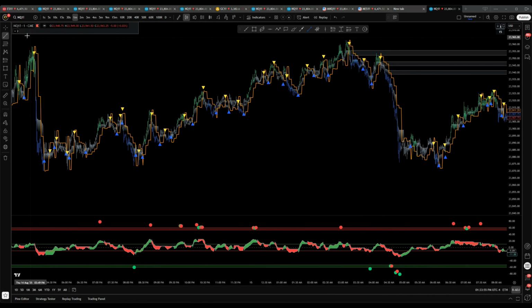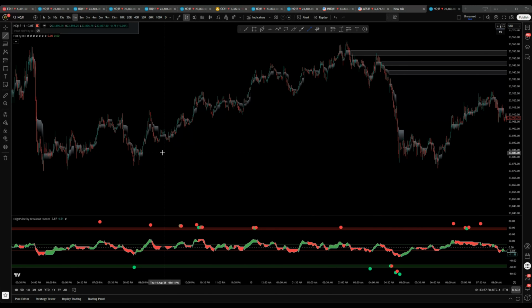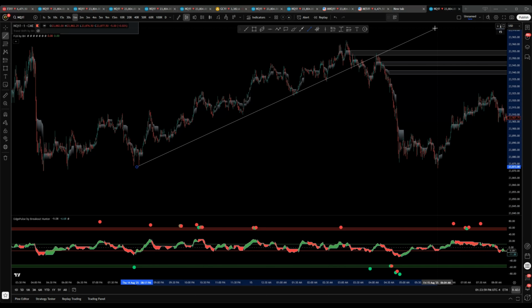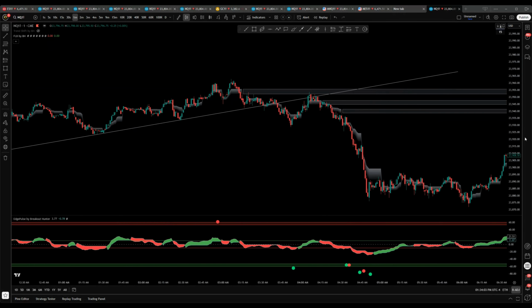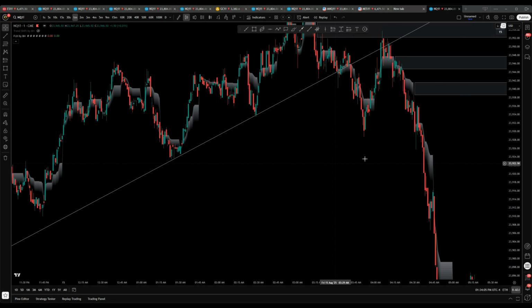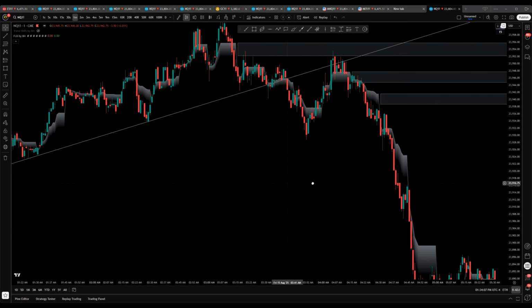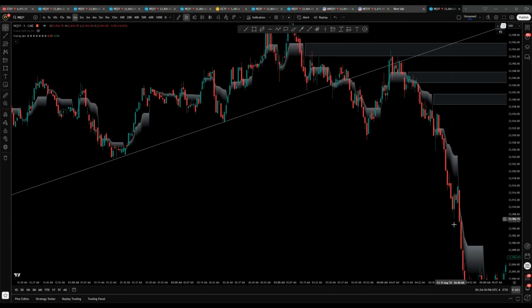Basically, we can turn these off and draw our trend line. There's a trend line. So we get a trend line break right here. See that? We're getting the trend break, and you get your break and retest and it dumps.